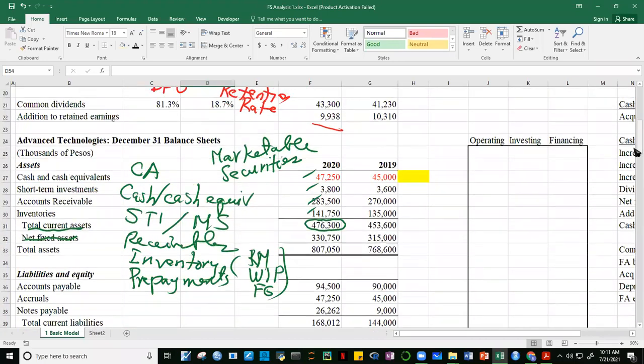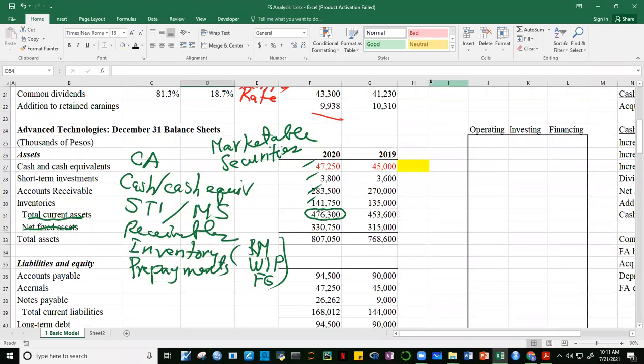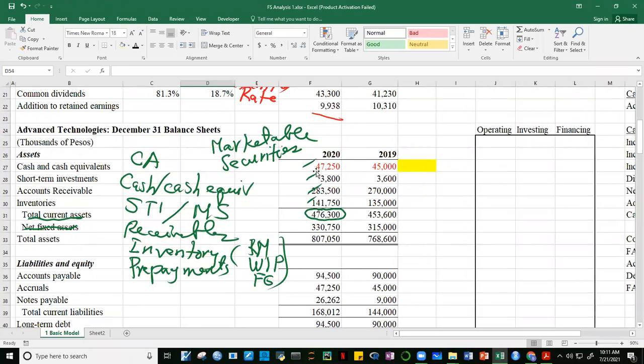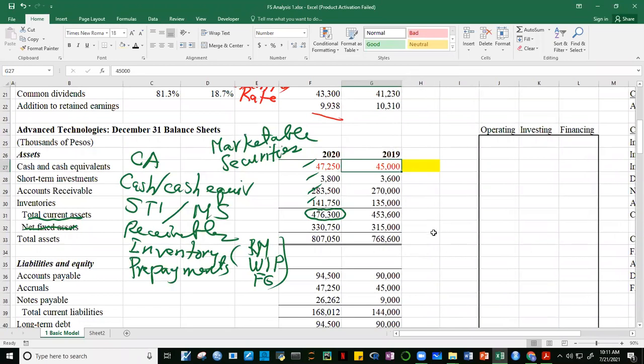So, ang ginagawa natin sa statement of cash flows natin, we're investigating what happened to cash. Cash in 2020 was 47,250. Cash in 2019 was 45 million actually, no? But let me just read that as 45,000. But alam natin guys, in thousands yan, so 45 million yan. Okay, what happened to cash?